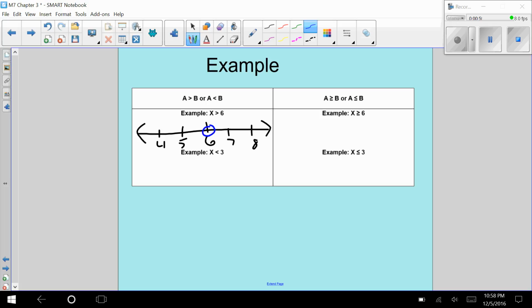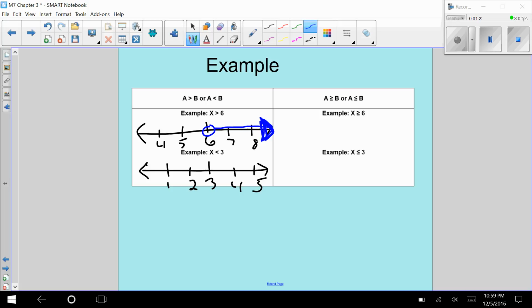Does 7 work or does 5 work? So is 5 greater than 6 or is 7 greater than 6? Well, 7 is. So I'll shade this side of the line, and there's my graph. For the second one, x is less than 3. Draw my number line. 3 goes in the middle, 2 numbers on each side. Now I'll make my graph.